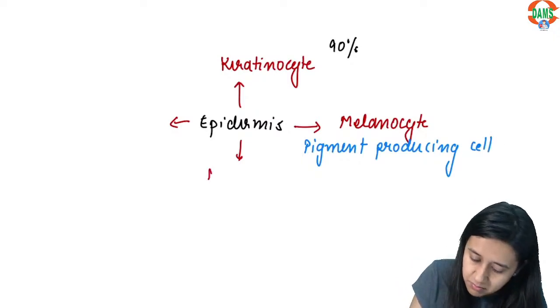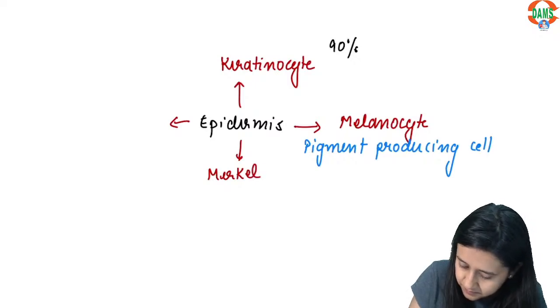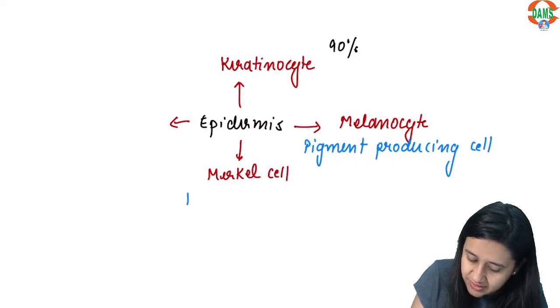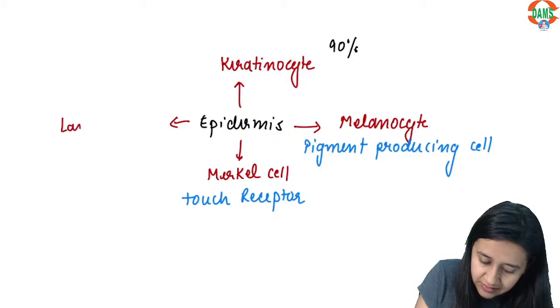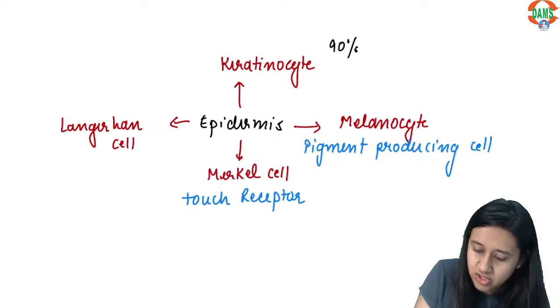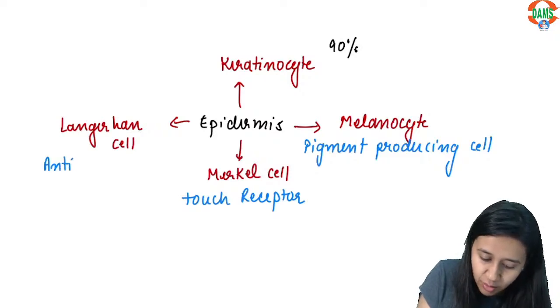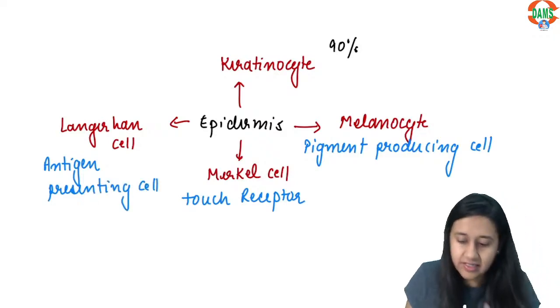Second is the Merkel cell. They are touch receptors. And what type? Slow adapting type of touch receptors. And the third cell is the Langerhans cell, which is an antigen presenting cell, the defense cell of our skin. Immune surveillance cell, Langerhans cell.